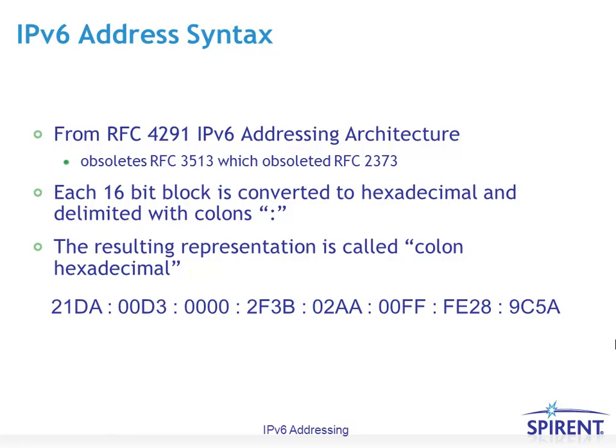The way this is written and displayed to us is documented in RFC 4291, the IPv6 architecture. Each 16-bit block that's represented on the previous slide is converted to hexadecimal and delimited with colons. So the resulting representation is called colon hexadecimal. So even though what you see below still looks a little bit unwieldy to us human beings, it's definitely better than looking at 128 binary ones and zeros.